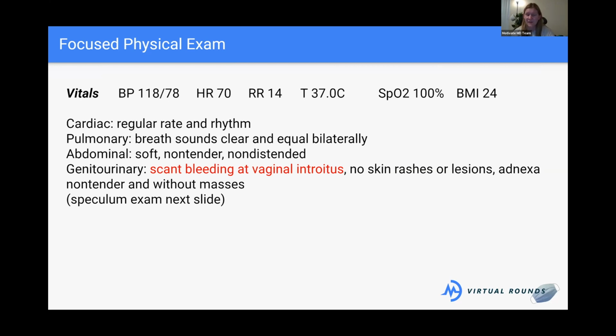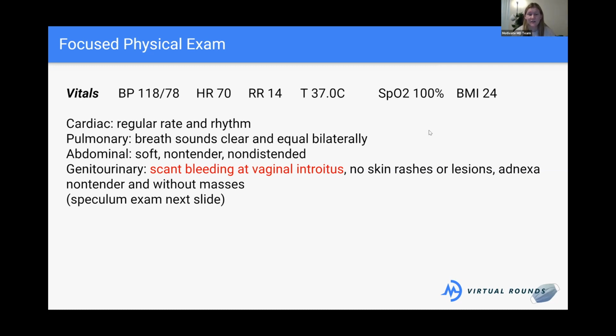For her genitourinary exam, we are seeing some scant bleeding at the vaginal introitus, which is the vaginal opening. She does not have any skin rashes or lesions on the vulva, which is important to look at if we're considering something like vulvar cancer, vulvar carcinoma. She doesn't have any visible evidence of that.